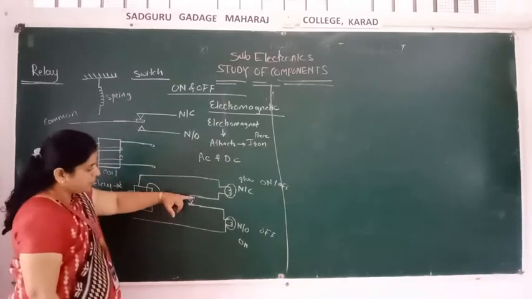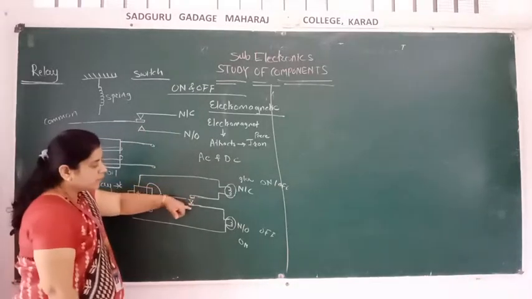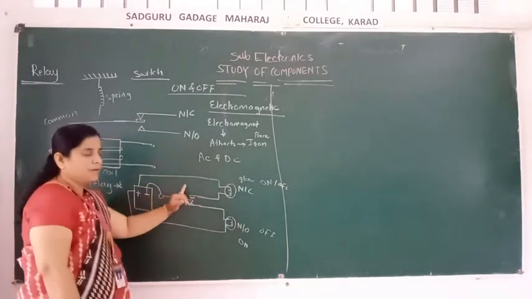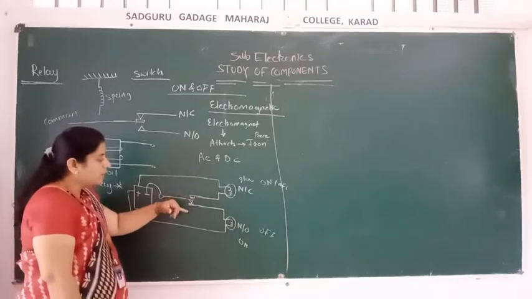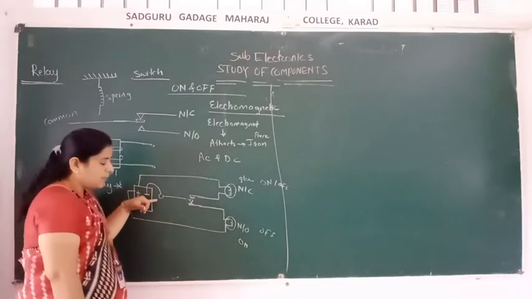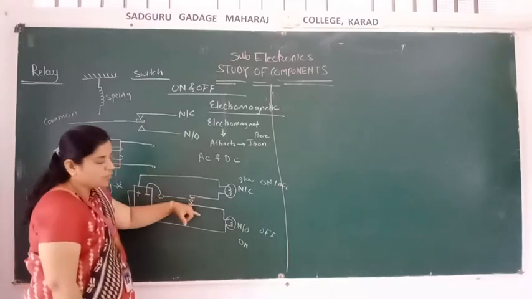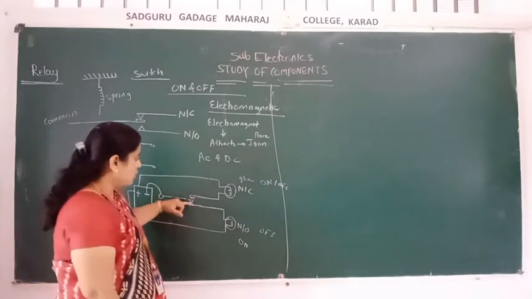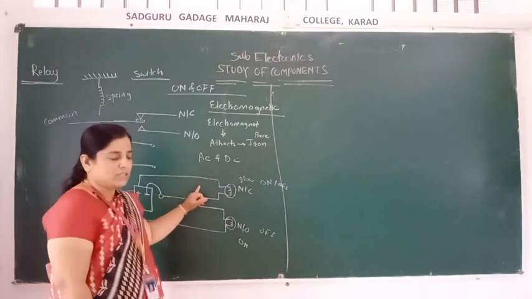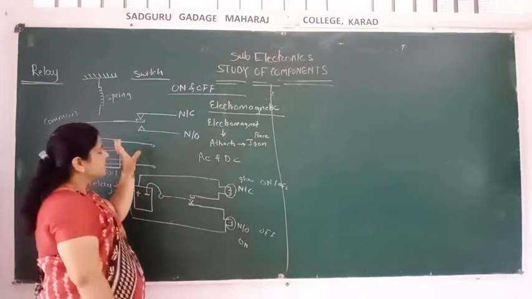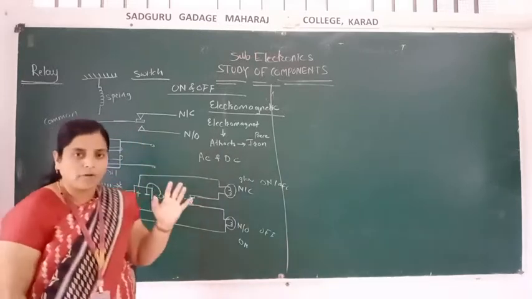If this common will be connected to the push down, then what happens? This bulb will be on and this will be off. So automatically what happened? If you give the supply, then it will go to the normally open condition. So always in the normally closed condition. So what happened? Relay is used to turn the circuit on and off.